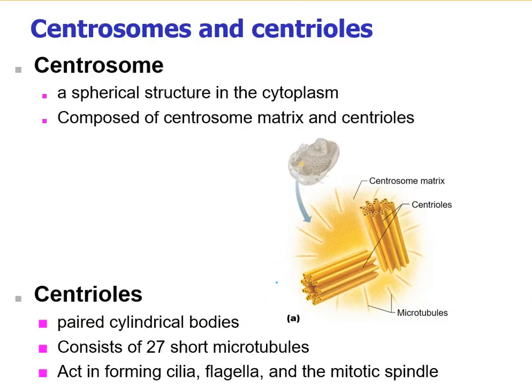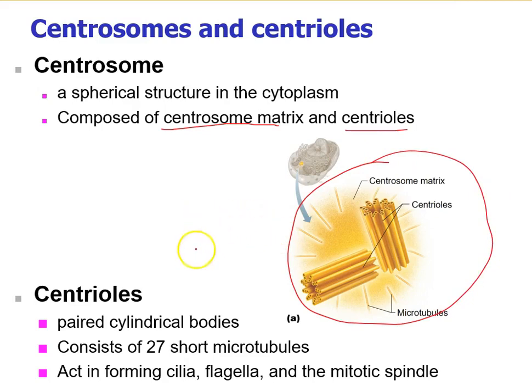Next, we have the centrosome and centrioles. Centrosome is a spherical structure in the cytoplasm composed of the centrosome matrix and centrioles. So as you can see in this picture, this is the spherical structure which we zoomed in, and then you can see here the centrioles, these two structures here, and then you can find the centrosome matrix around it. The total is called the centrosome.